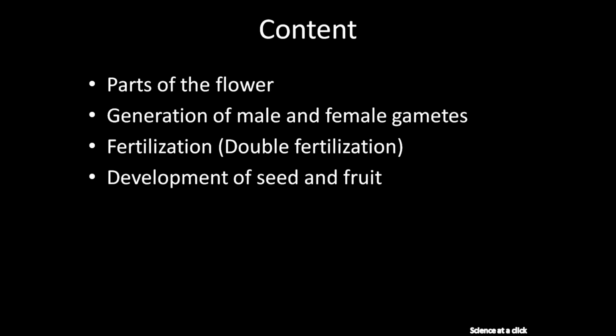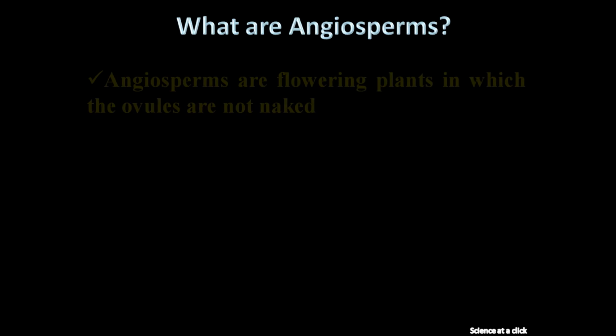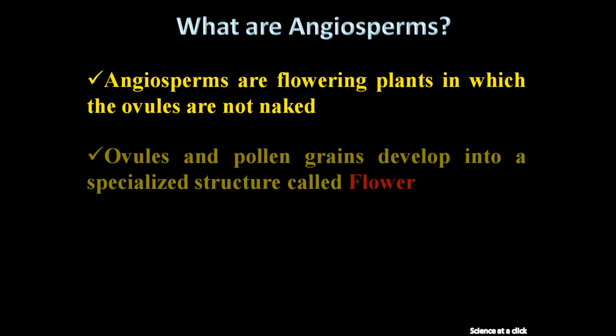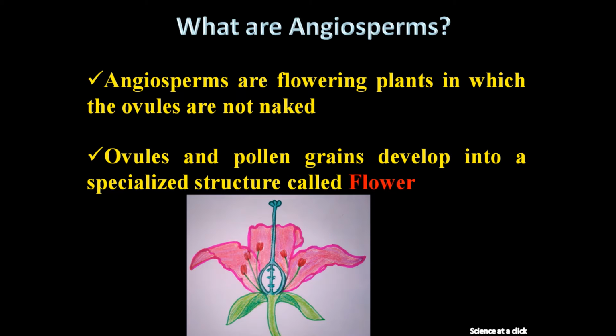Before going to the parts of the flower, let us know what are angiosperms. Angiosperms are flowering plants in which the ovules are not naked. The ovules and the pollen further develop into a specialized structure called the flower.